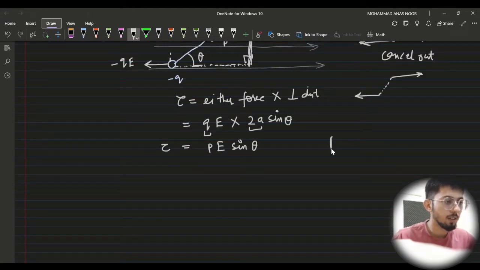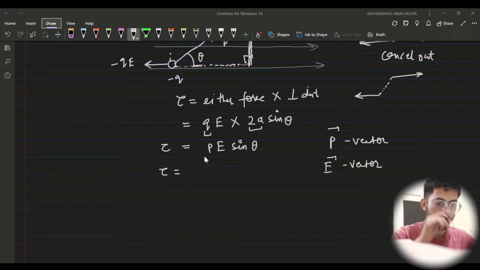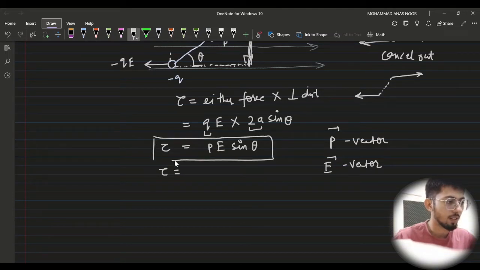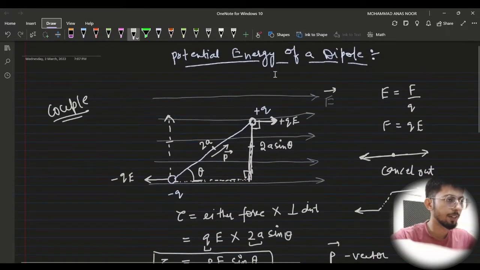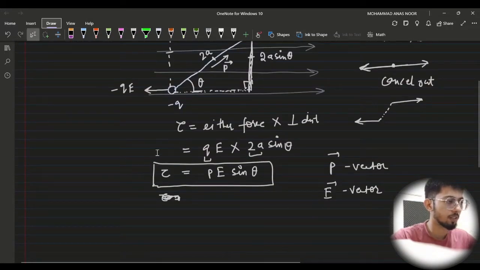Now you see one thing here. This P is a vector, this E is a vector quantity. And sine theta, when two vectors are multiplied and there is sine theta, can we say that they are the cross product? Okay, let's keep it here only. Torque is PE sine theta, because we want to find the potential energy of the dipole. So let's just keep it here.